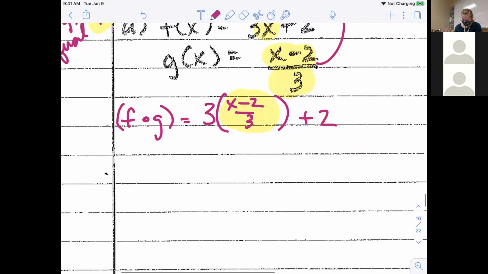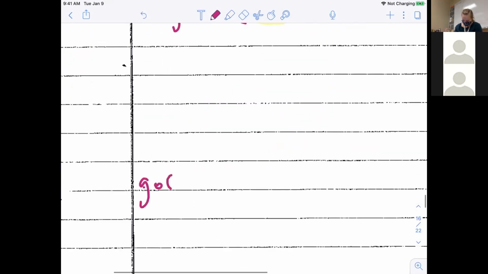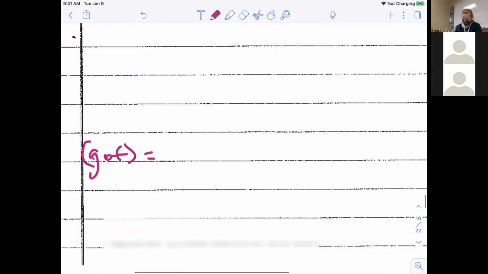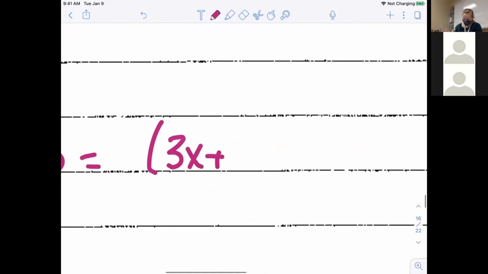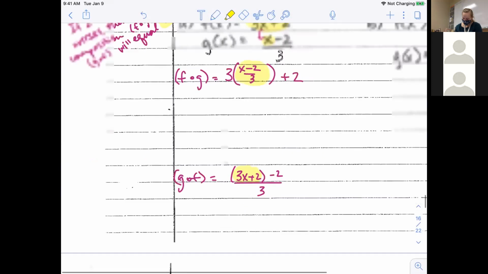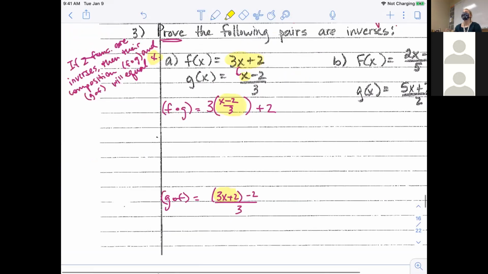Let's do g of f. Now I'm going to put f into g. So I'm going to put 3x plus 2 into g at x. So it'll be 3x plus 2 minus 2 over 3. Now I put parentheses there. They technically aren't doing anything, but I'm just proving a point. Does anyone have questions on the setup?